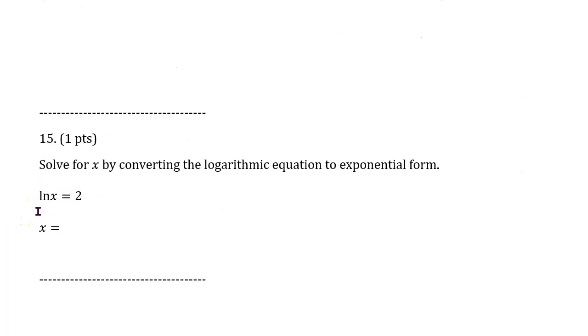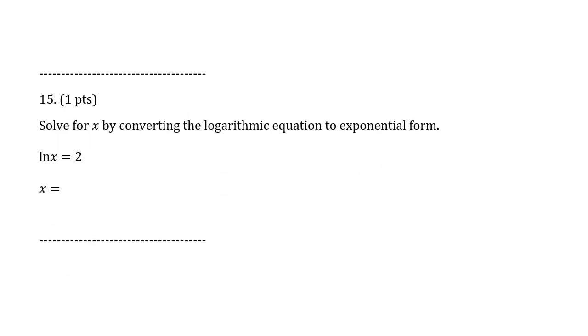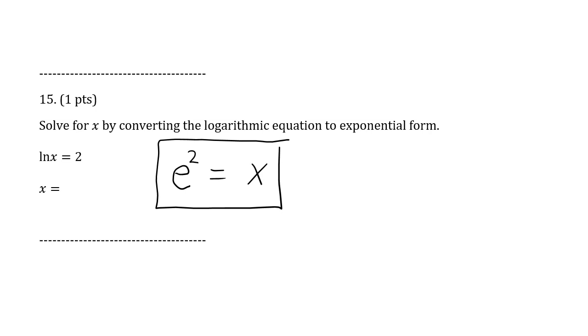Let's take a look now at problem 15. Solve for x by converting the logarithmic equation to exponential form. There's no base written here, nothing below and to the right, but it does have ln, so I know the base is e. E is being raised to the second power, and I set it equal to x. E is an irrational number, which cannot be written down exactly, which means that I'm simply going to leave the answer in exponential form of x equal e squared.